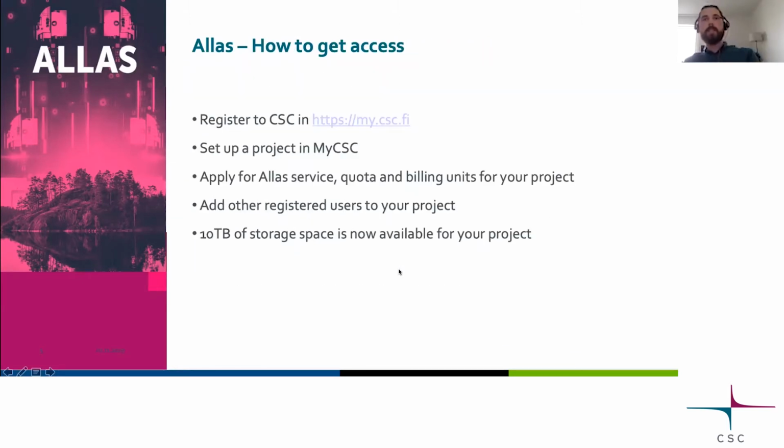Okay, and how to get access? Really briefly, you can find better guidelines on how to get access from the CSC documentation, but here it is briefly. You need to register to CSC in mycsc.fi. You need a project. Either you set up one or you join an existing one. You apply for the Allas service. You need some billing units. And after you've gotten those, you are ready to use your 10 terabytes of storage space. You can also add other users to your project, maybe co-workers.